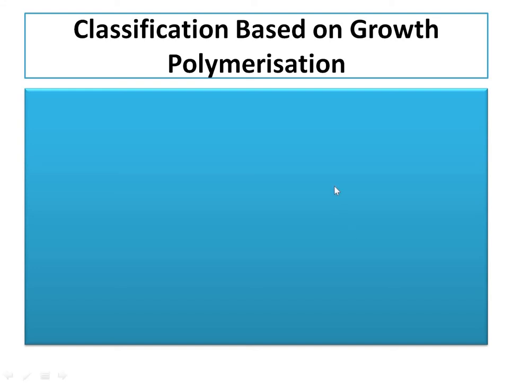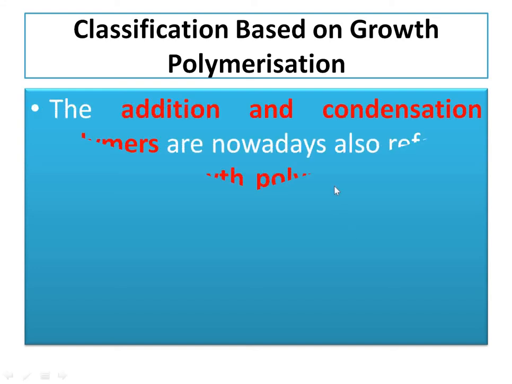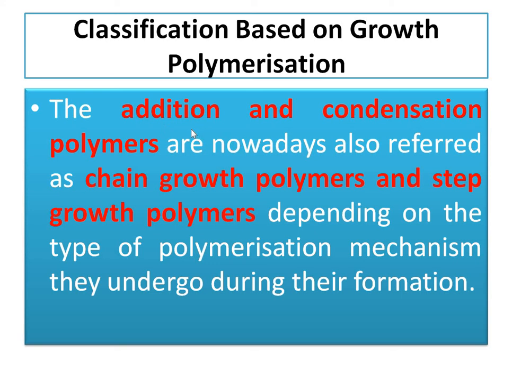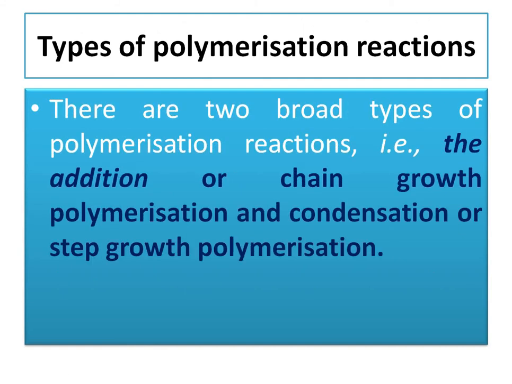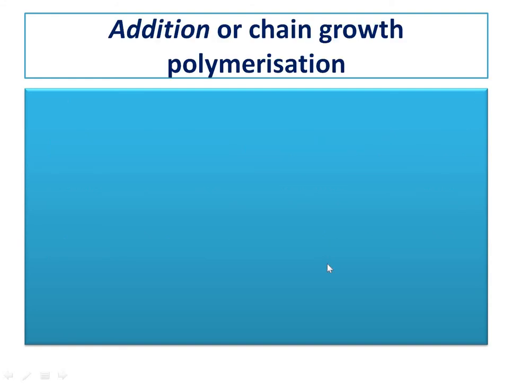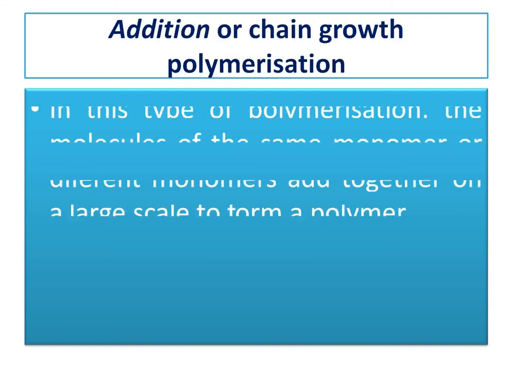Then classification based on growth of polymerization, that is addition and condensation, or you can also call them chain growth polymerization or step growth polymerization. Then types of polymerization reaction. Broadly it has been divided into two categories: addition or chain growth polymerization, and condensation or step growth polymerization. So let's start with addition or chain growth polymerization.